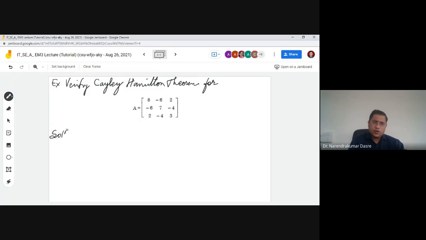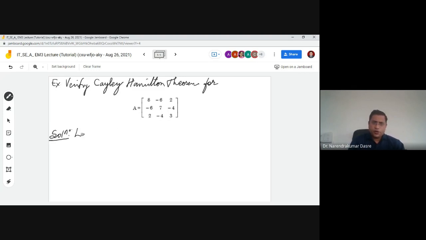Now we have this matrix, and we want to verify the Cayley-Hamilton theorem. What are the important steps? First, we need to find the determinant. Second, we have to find the characteristic equation. Third, we have to find A square and A cube if required. And fourth, we have to find the polynomial equal to 0. These are the steps that we need to follow.